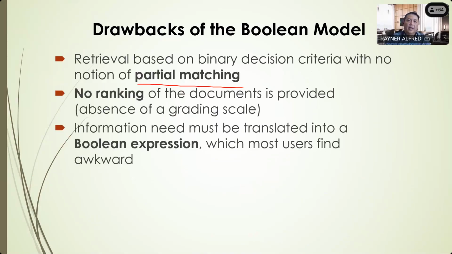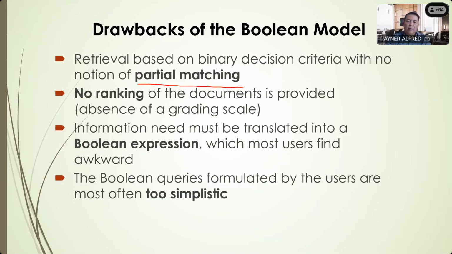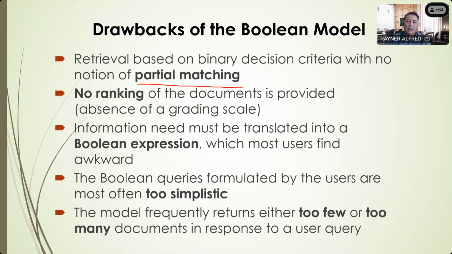Okay, and all of them must be translated into Boolean expression, which is difficult, troublesome, and the Boolean query formulated by the user is most often too simplistic. So you have one and one or zero. So the model frequently returns either too few or too many documents. Too few means not matching, and too many means all of the documents matching.